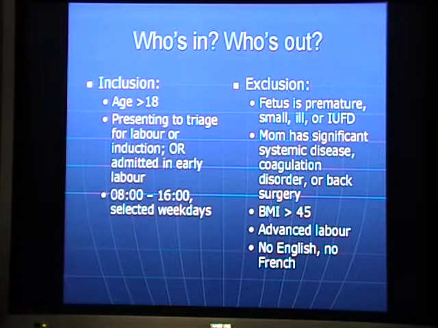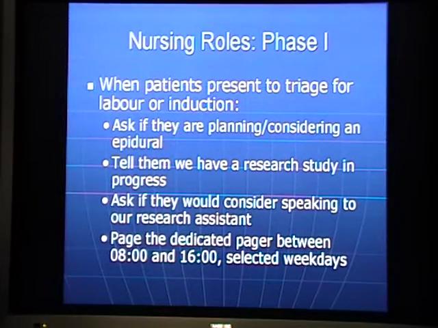And again, along the same reasoning, we're going to exclude people with a BMI greater than 45, and we're going to exclude people in advanced labor, mostly because getting proper consent becomes difficult if people are in a lot of pain. We're also going to exclude people who speak neither English nor French because we just don't have the translation services to deal with that. So what are we going to ask nurses to do?